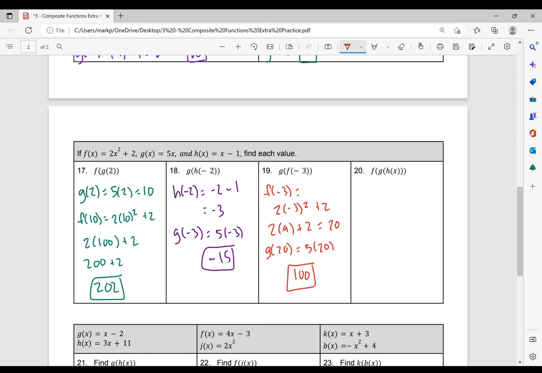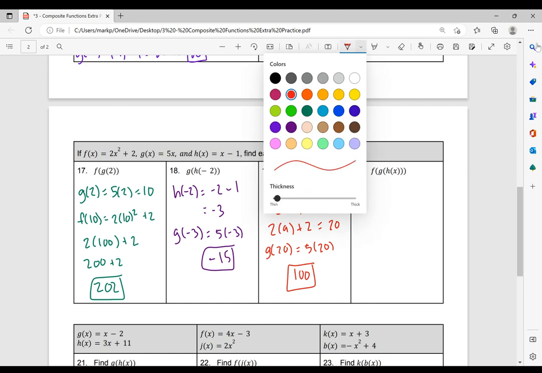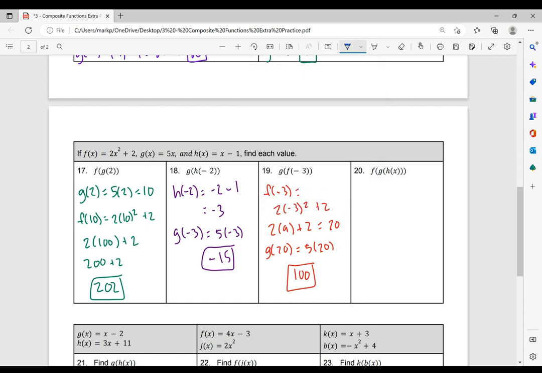So h of x is actually a function. So h of x, we're going to start with g of h of x. So we're going to start with g. h of x is x minus 1. Now the g function is 5 times x minus 1, because we just substitute that in. So we get 5x minus 5.